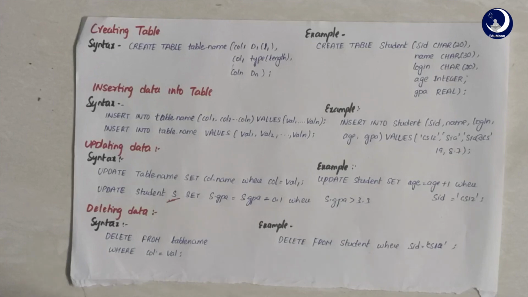So for example, update student set age is equal to age plus 1, where SID is equal to CS12. Here the age of Sia will be incremented to 20, because before updation it was 19.